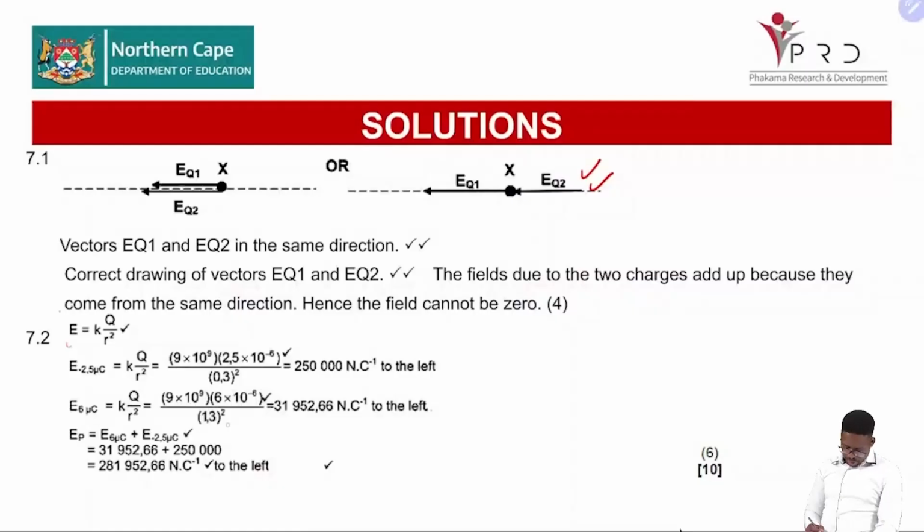And then our E net will be E for charge 1 plus E for charge 2, which is 31,952,66 plus 250,000. Then our answer will be 281,952,66 newtons per coulomb to the left. So direction, direction, direction.